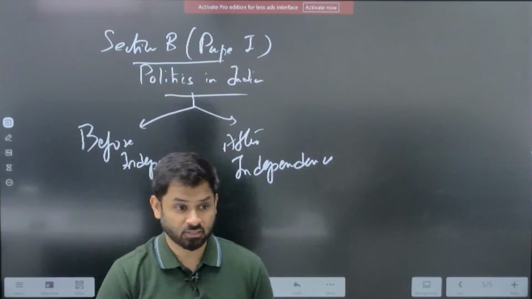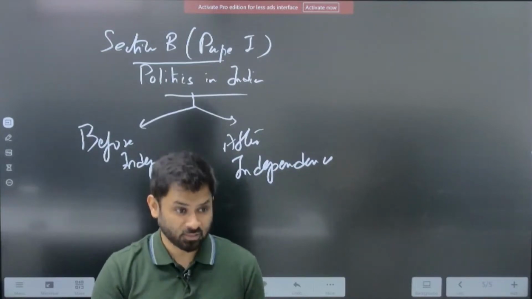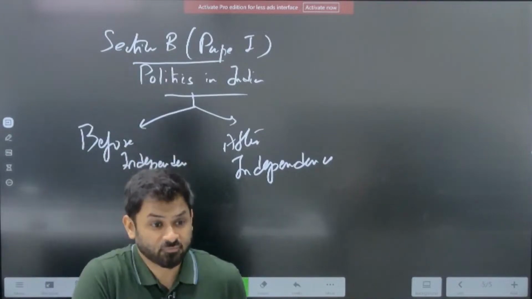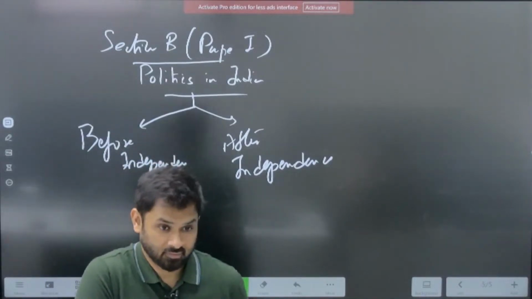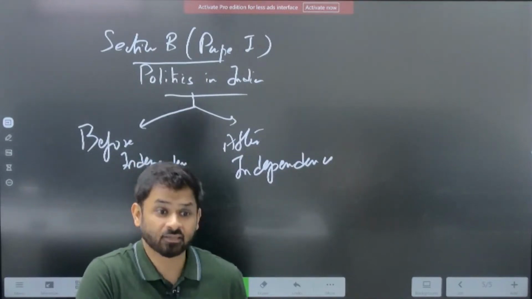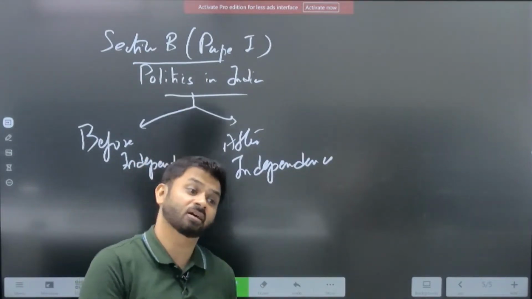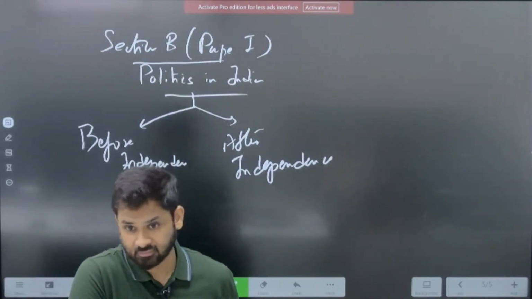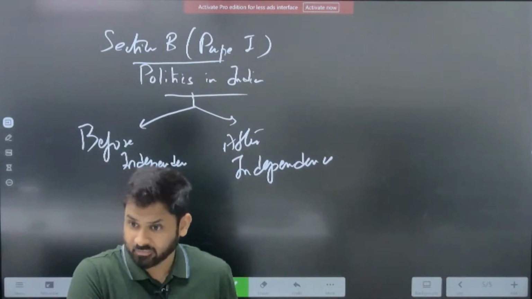Then we have socialism. Socialism is a little different from Marxism. Democratic socialism or Fabian socialism, as we say. There were many leaders who were following that. There were also conservative leaders, leaders who were trying to preserve India's traditions and culture, what you call the right-wing leaders. So different types of politics.